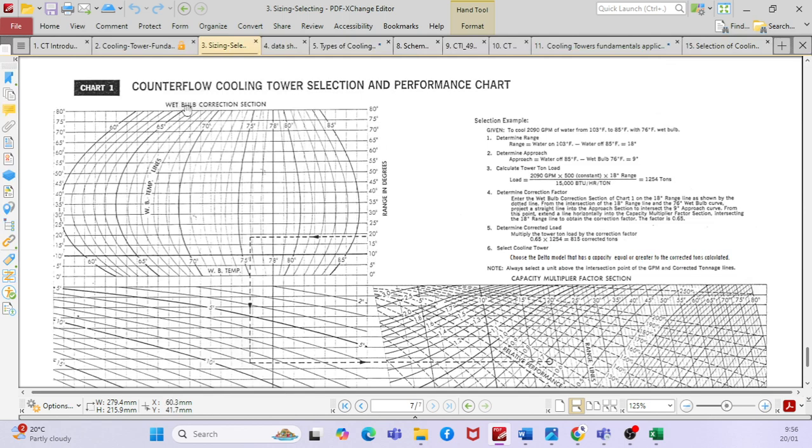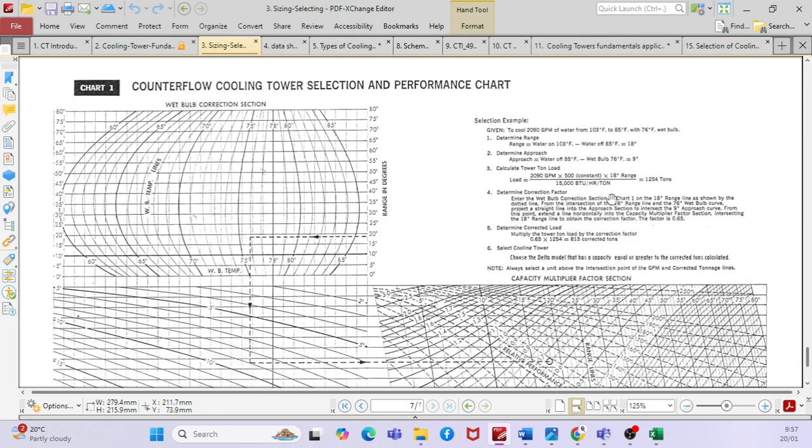See, here also there is one example for a counterflow cooling tower. You can determine range, you can determine approach. Then you can calculate the cooling tower ton load. This is the formula to calculate the cooling tower load. Then there is a correction factor, to determine the corrected load. Then you select the cooling tower.